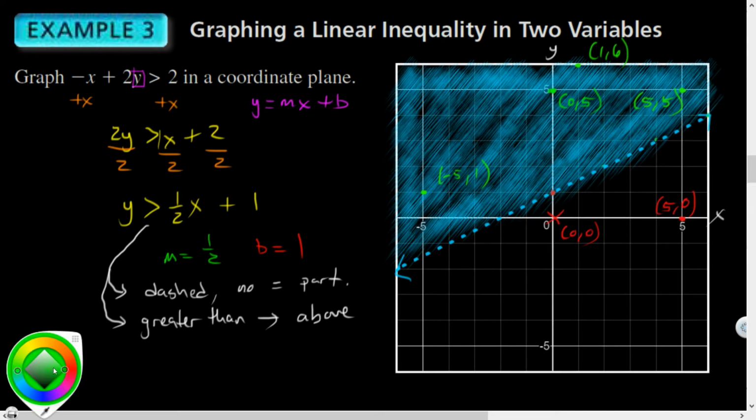2, 2 is not a solution. It has to be greater than that, and 2, 2 won't be greater than. So in this case, because it's a dashed line, and it didn't include the equal part, it won't work. Negative 1, 0? Negative 1, up 1 is over the line. Yeah, that works. So negative 1, 1.